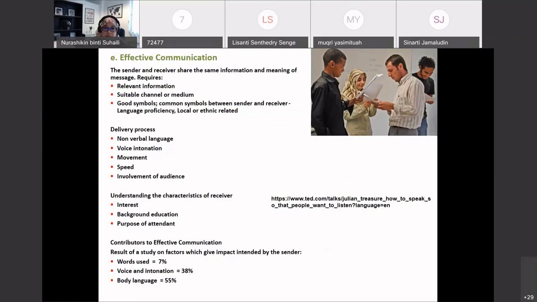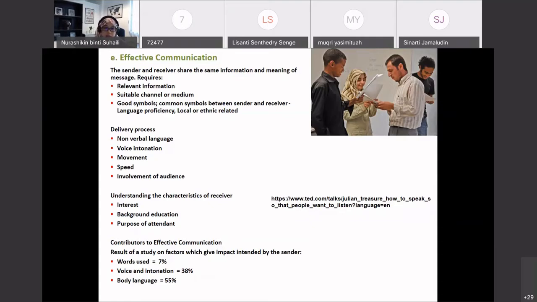So the center and research sharing and meaning of message. Okay, effective communication requires first relevant information. Of course, the things that you want to communicate, your science, must be relevant, must be verified, must be correct. So you cannot communicate fake science. You cannot communicate something that is not correct, something that is not verified. So that is the first prerequisite. You have to make sure that the information is relevant. So in your case now, here it is science.